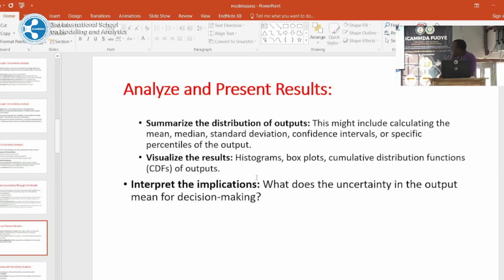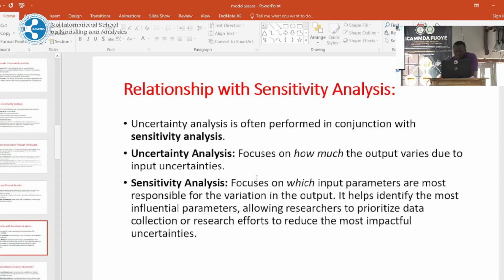What does the uncertainty in the input mean for decision making? If you are seeing any uncertainty, what does it mean? How does it apply to real life? These are things you need to look at.